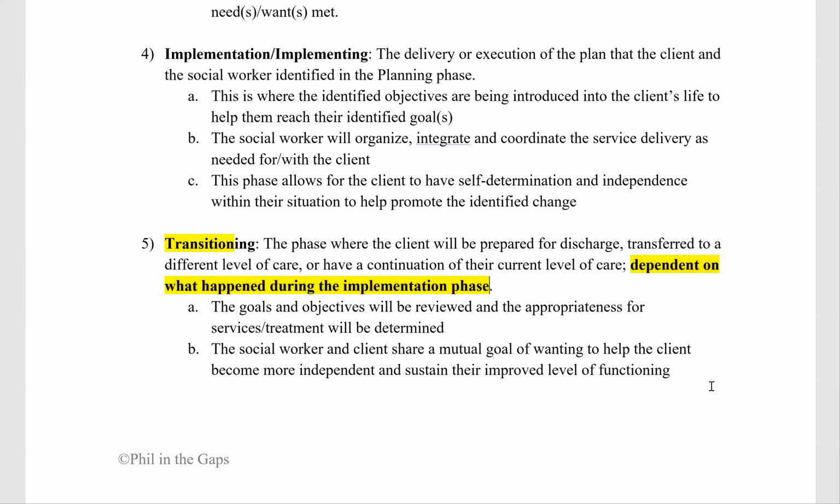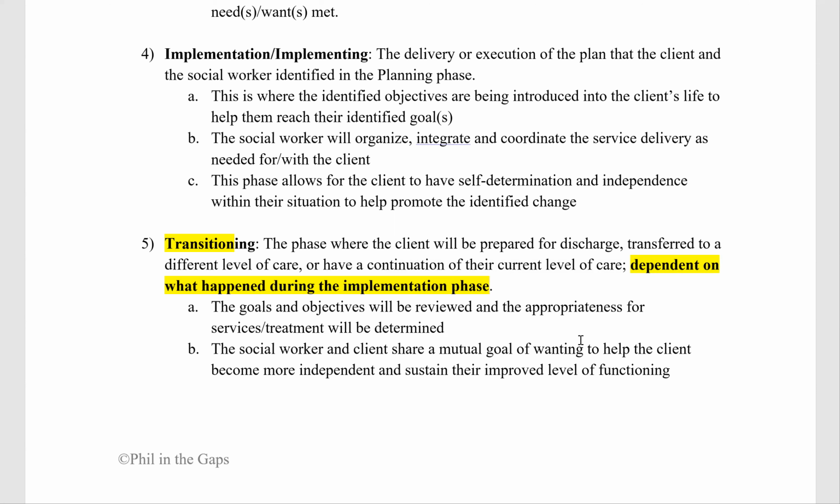So if somebody made progress, they may go to a lower level of care or get discharged from services successfully. Or if it didn't go as well and they need more services and there was more things that we didn't identify previously, they may go to a higher level of care to help supplement that, and or they may stay at the same level of care and just need more time and exposure to get the job done.